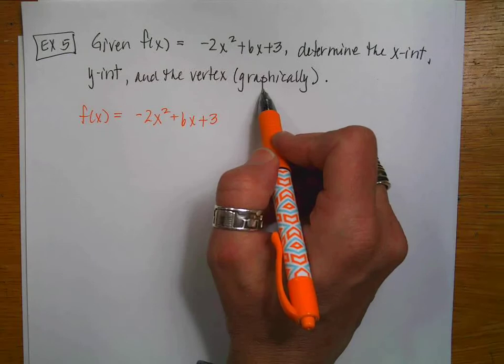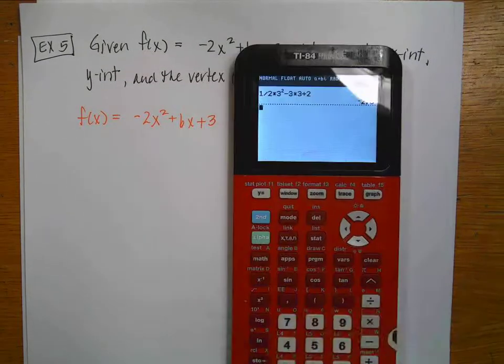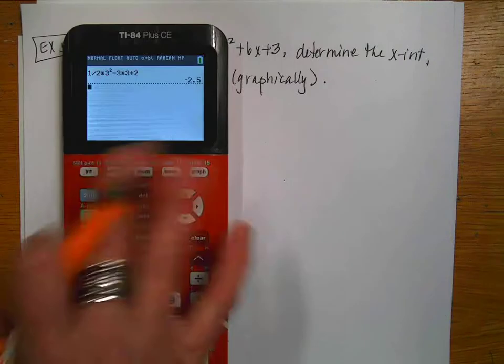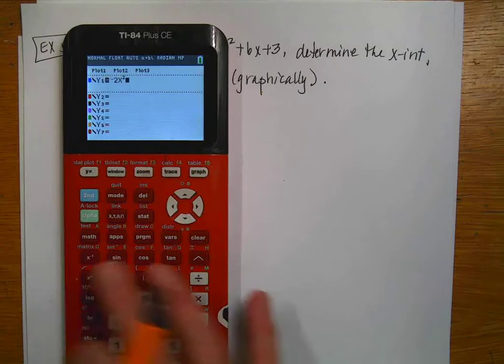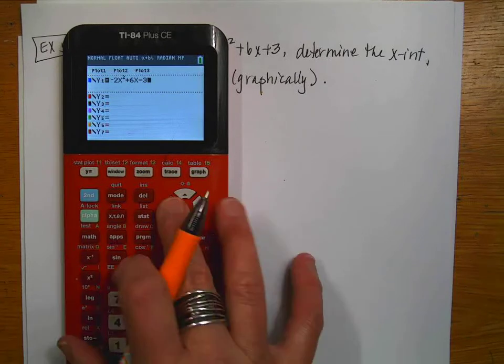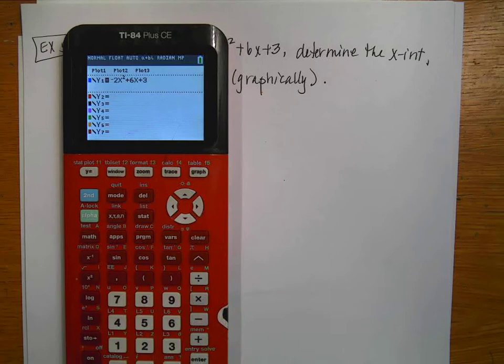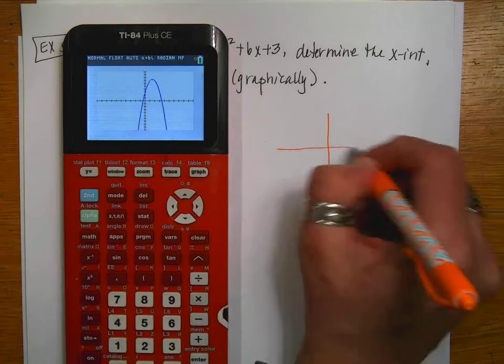And so on this particular graph, I'm going to find almost everything using my grapher. So the first thing that I'm going to do, I'm going to put it in my handy-dandy calculator, and I'm going to graph it. So negative 2x squared plus 6x minus 3, oops, it's plus 3, my bad, plus 3, and I'm going to do a zoom 6.